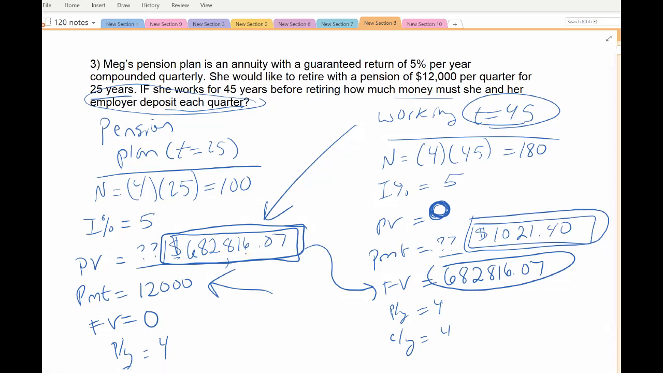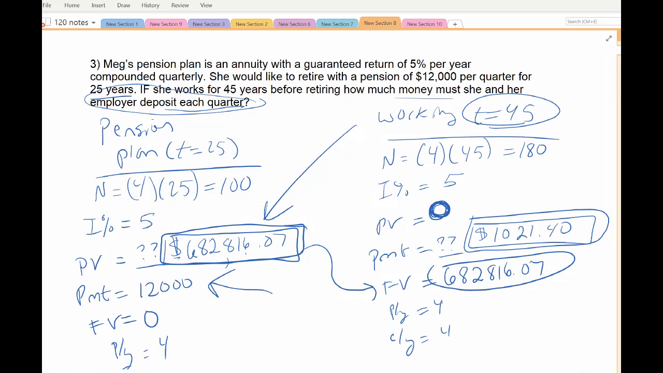And so, like I said, that's the pension plan. Pensions are always broken into what's the retirement plan and what's the working year plan. And there's usually a time period. The time period for the retirement is usually somewhere around 25 to 30 years, and you usually work for 30 to 50 years, somewhere in between. And so that's the last example.